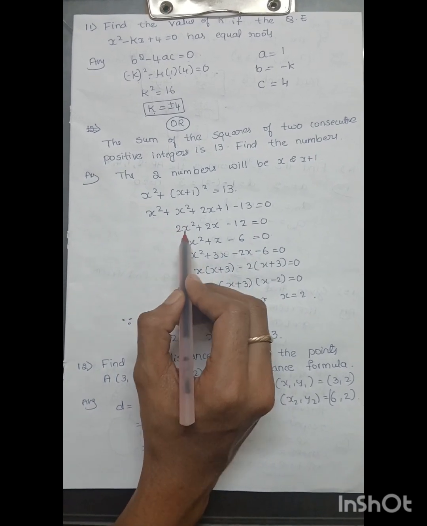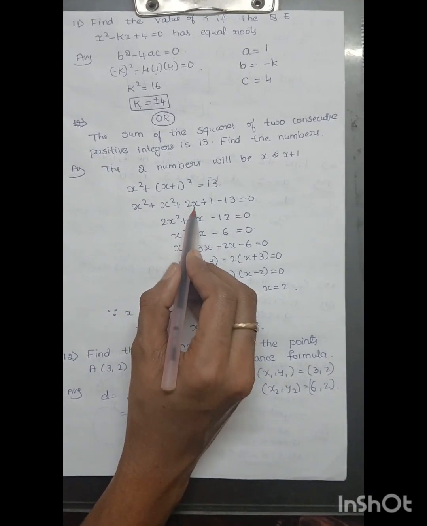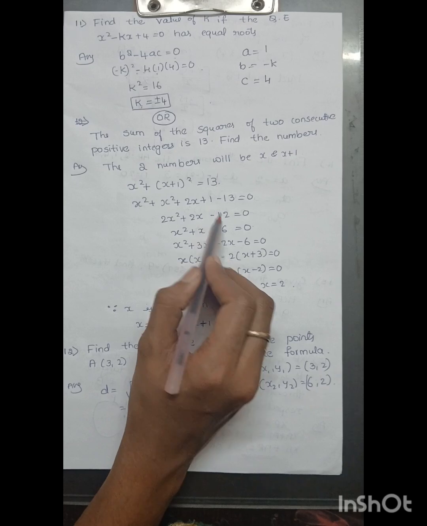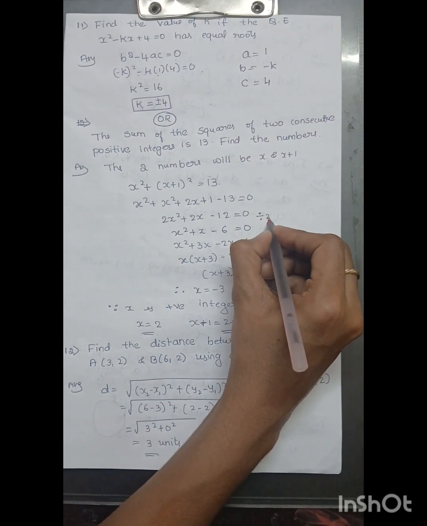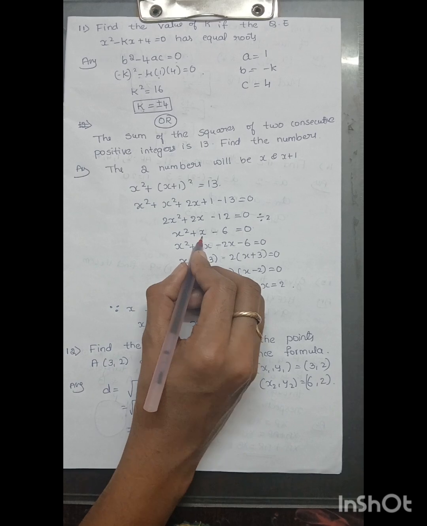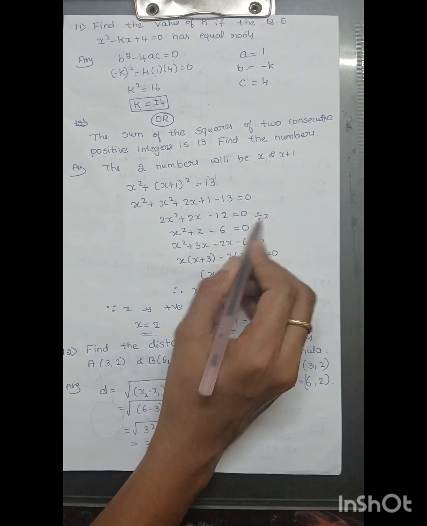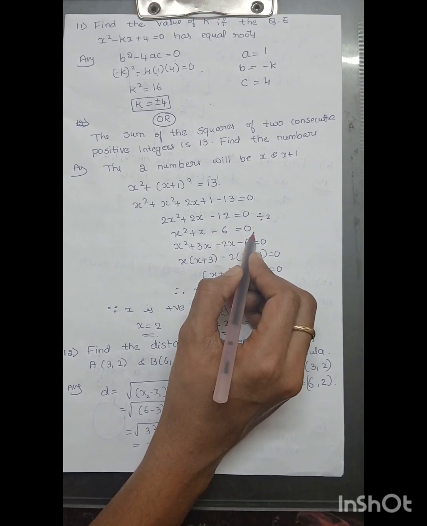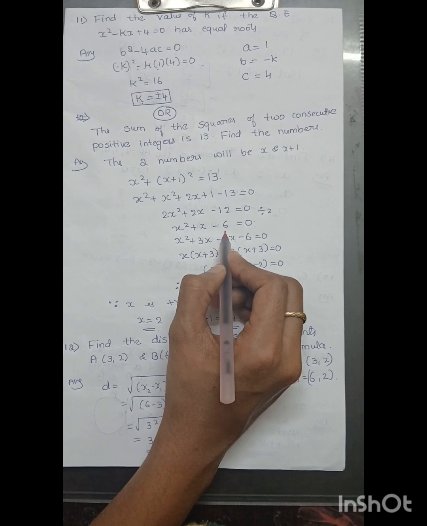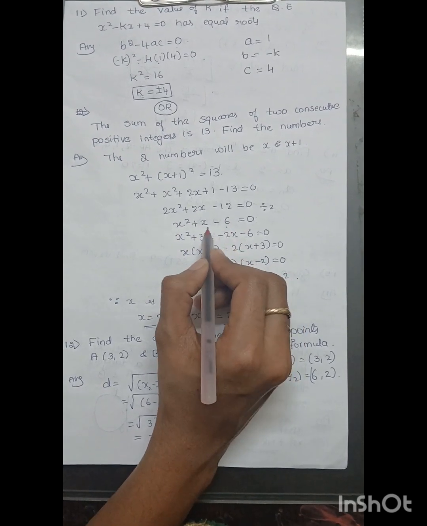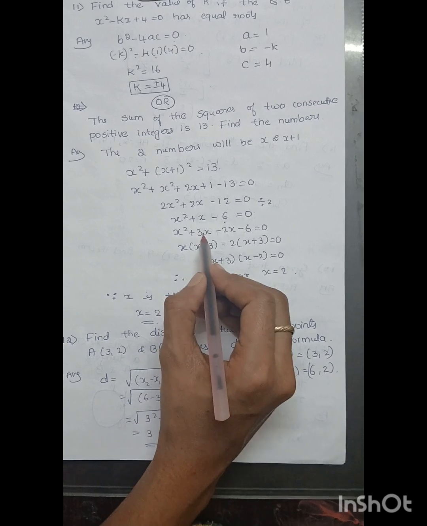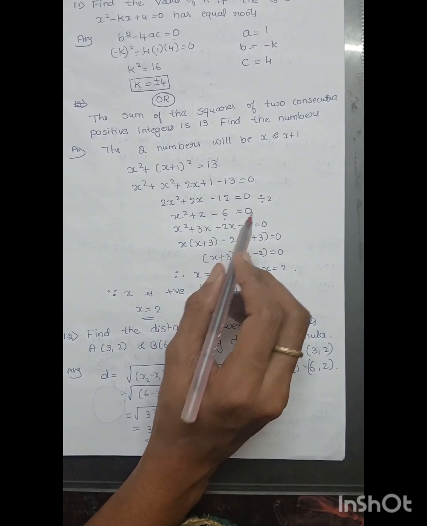x square plus x square is 2x square plus 2x, minus 13 plus 1 is minus 12 equal to 0. On dividing by 2 we will get x square plus x minus 12 by 2, which is 6, equal to 0. We have to solve this by the factorization method, that is, the multiplication of two numbers is minus 6 and addition is 1, that is 3 2s are 6, 3 minus 2 is 1.